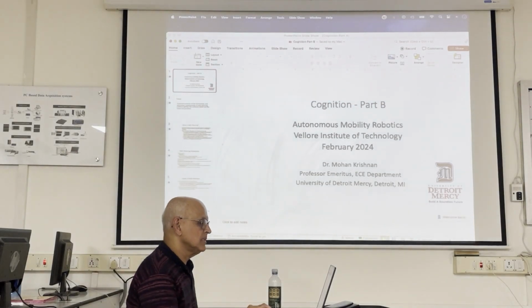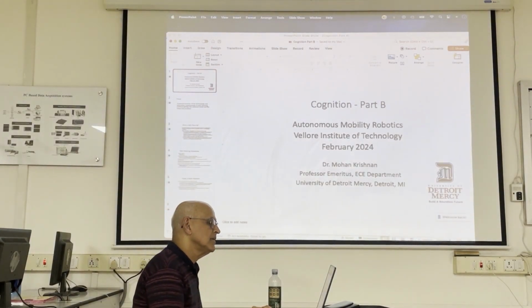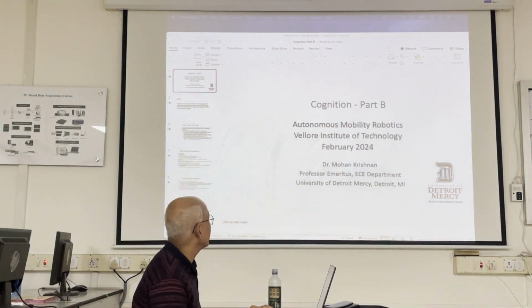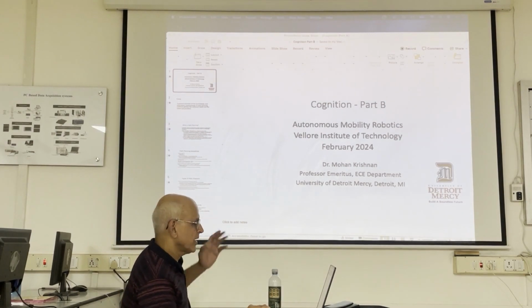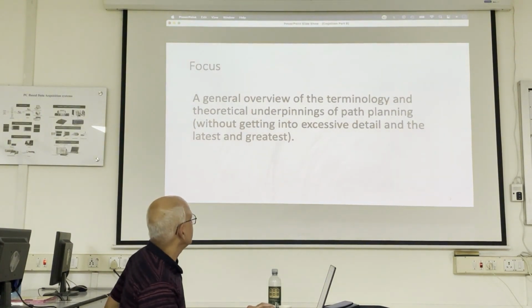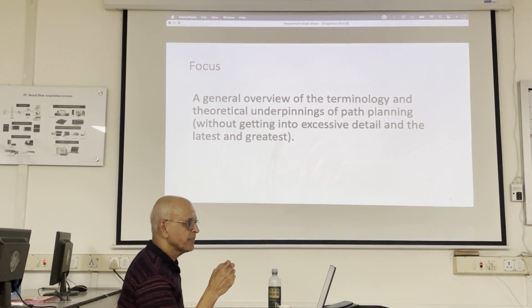So part B has the Dijkstra algorithm. The Dijkstra is the classical graph search algorithm. So this one I just put it up one second. So this is a general overview of the terminology and theoretical underpinnings. It is not going to discuss the latest and the greatest, though you'll have a glimpse of that.